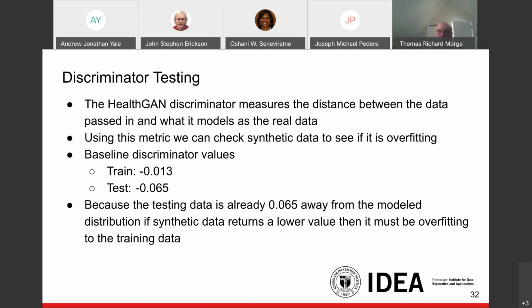Because if we look here, when you feed in the real data that was used as training data, you get a distance of negative 0.013. Very close. That makes sense because the discriminator has been using this data. When you feed in the testing data, you get negative 0.065. So even the testing data, which is from the same distribution as the training data, has a slightly larger distance. So basically, if your distance is less than the testing, you know that you're overfitting to the training data because not even the testing is that close to the training data.